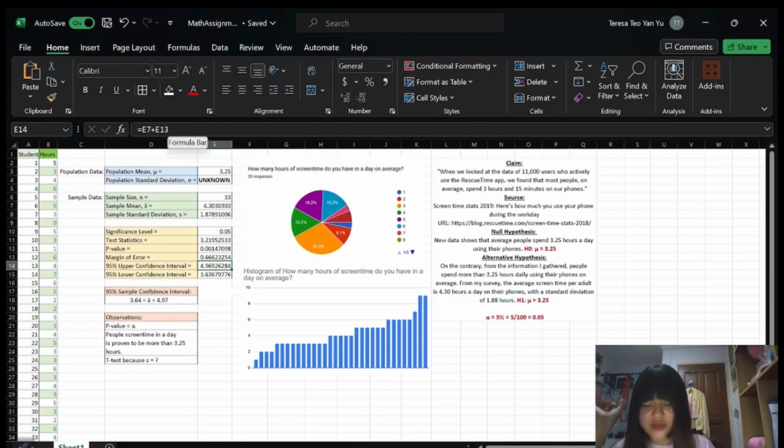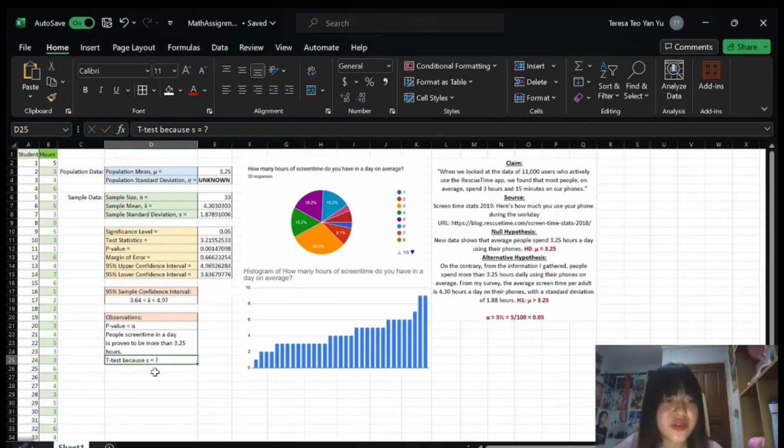Upper confidence interval is the sample mean plus the margin of error, and the lower confidence interval is the sample mean minus the margin of error. So this will conclude the range, or rather the sample confidence interval. This interval gives you a range of numbers that likely includes the true average for the whole population.